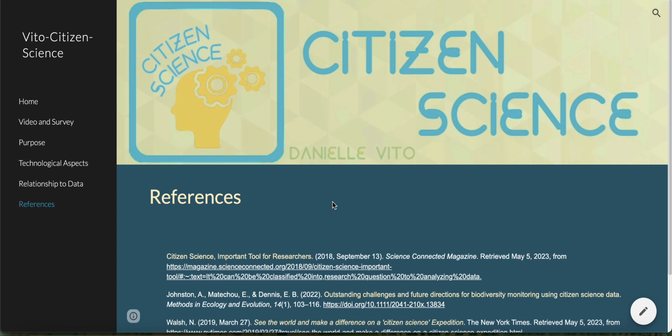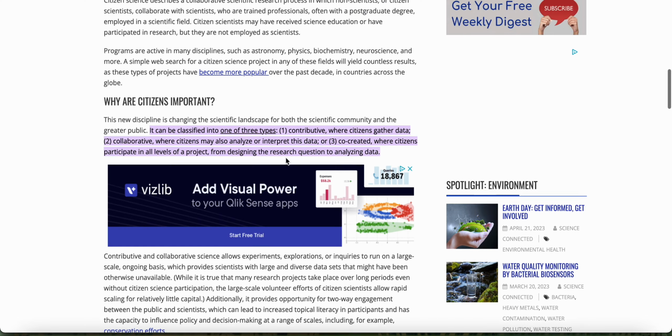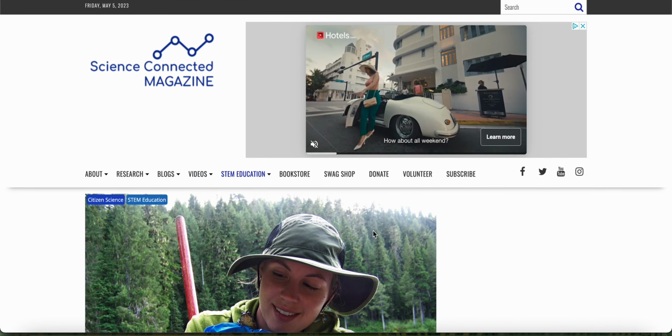My final page is the references page. For this, design aspect-wise, I just highlighted what I wanted yellow, made it yellow. I chose to do the titles of the articles that I used, and this article was extremely interesting to me. It was fascinating to see how citizen science and citizens figured out the challenges and future directions for biodiversity monitoring. But the article that helped me the most was this one from Science Connected magazine.